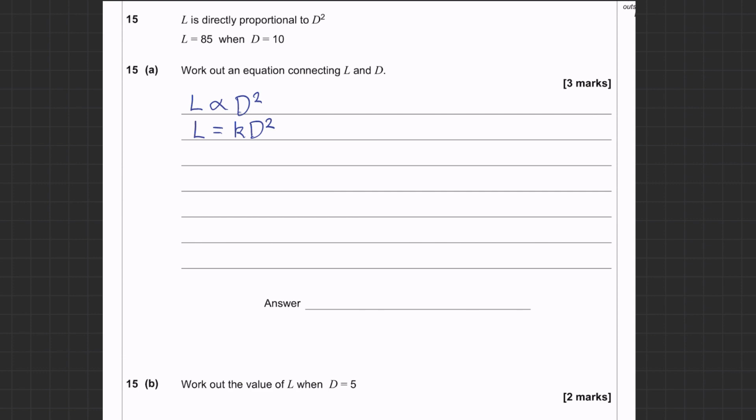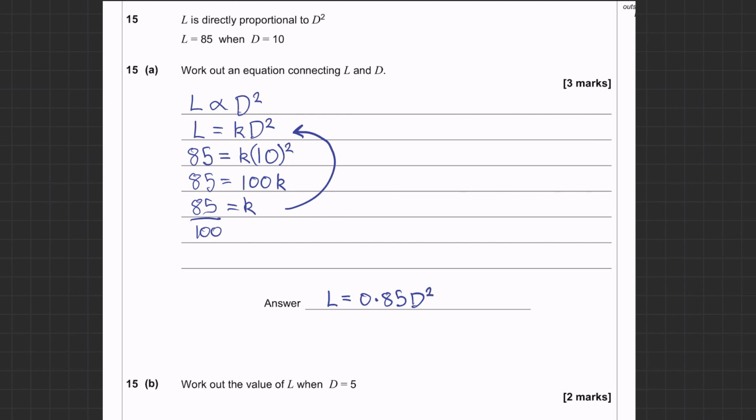Well, we know the value of L, which is 85, which is K lots of D squared, and D is 10 when L is 85, so that'll be 10 squared. So we've got 85 equals 10 squared is 100, so 100K. So therefore, divide both sides by 100, we'll have 85 over 100 equals K. So now we know K, we can input this K back into the equation. So therefore, L equals 0.85 D squared, 85 over 100 being 0.85.